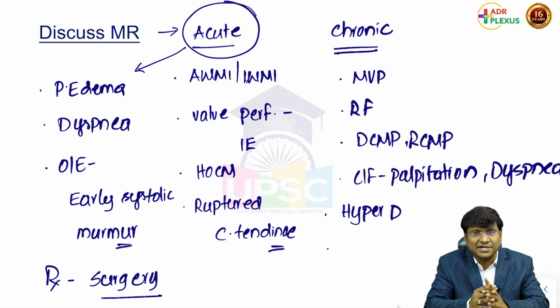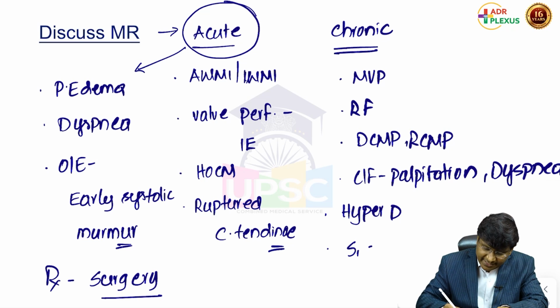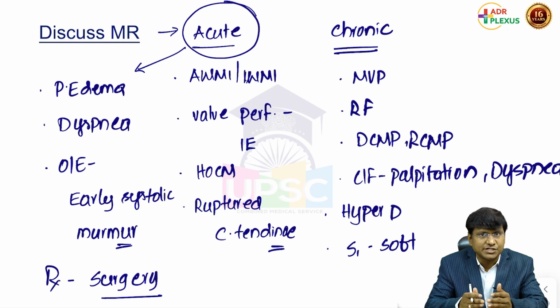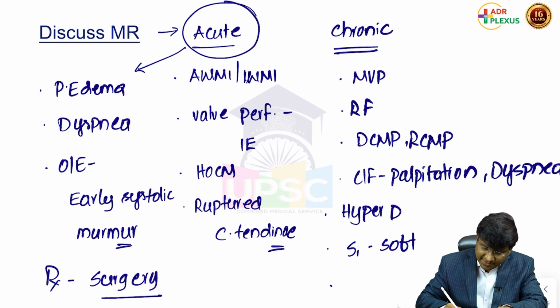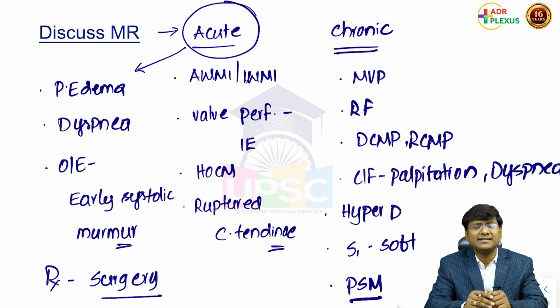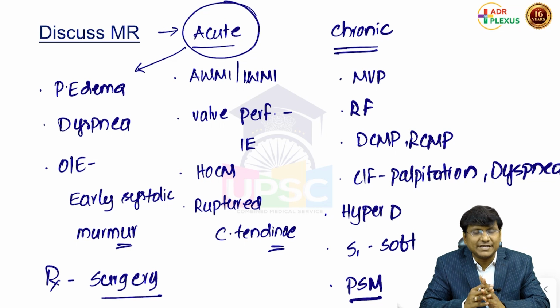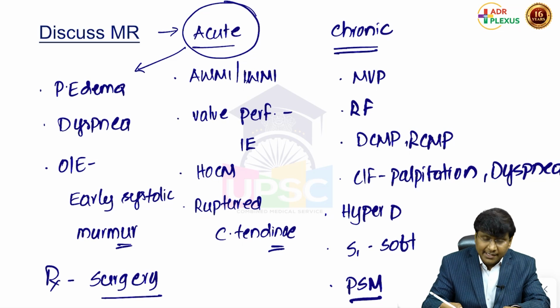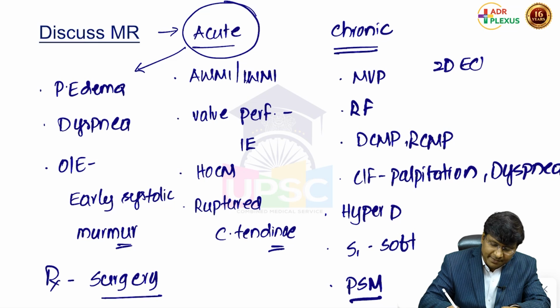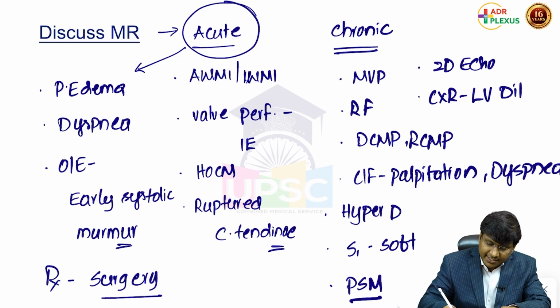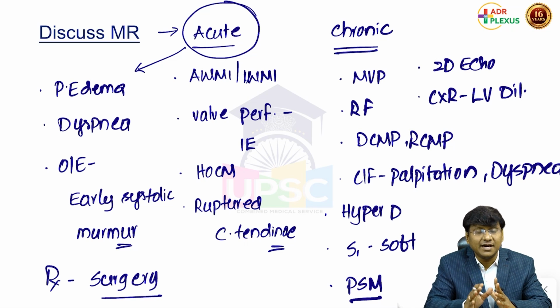On auscultation in patients with MR, S1 will be soft because the mitral valve is not closing. The next important point is the murmur will be a pansystolic murmur. That is what you will have in patients with chronic mitral regurgitation. And how will you evaluate this chronic MR? You will evaluate it with the help of 2D echo. And the chest X-ray will show left ventricular dilatation.